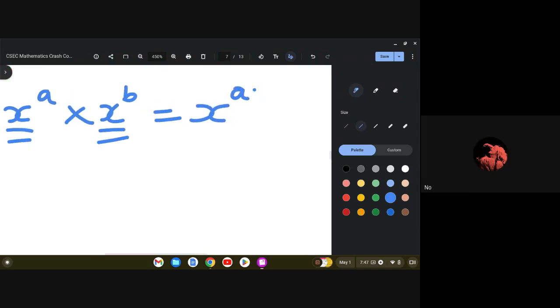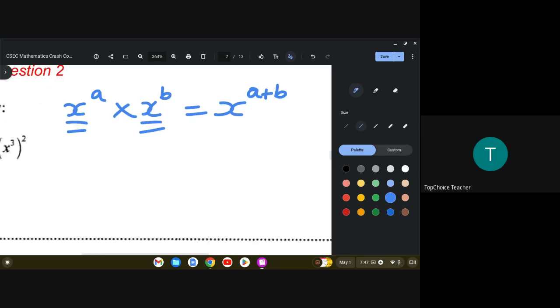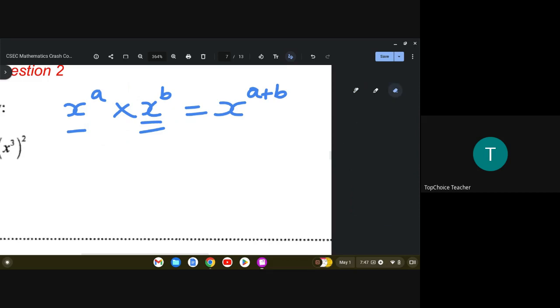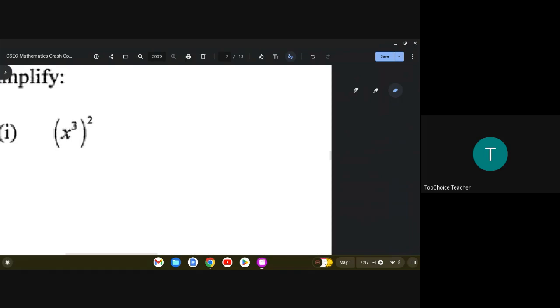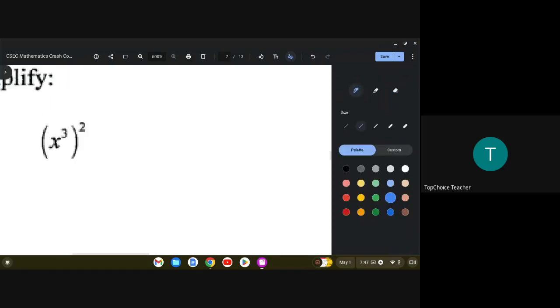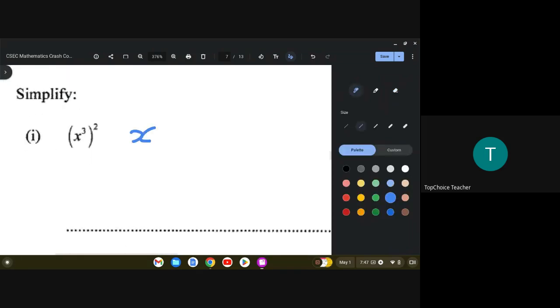Add. When multiplying, add the powers, right? So that will be x to the power a plus b. That's one of the most basic rules of indices you see in here. So I've got to make this into that. Isn't x cubed squared the same as x cubed multiplied by x cubed?